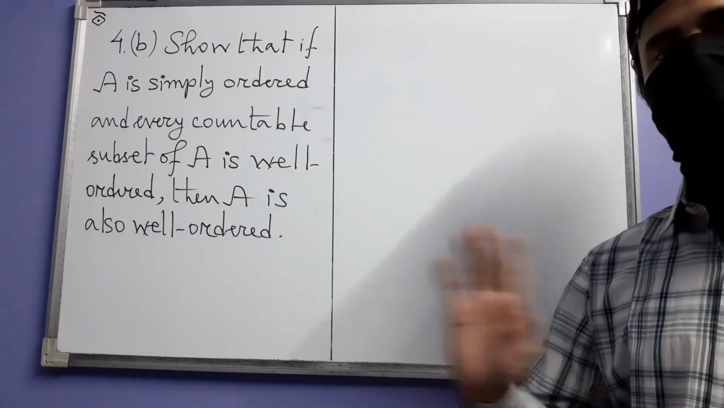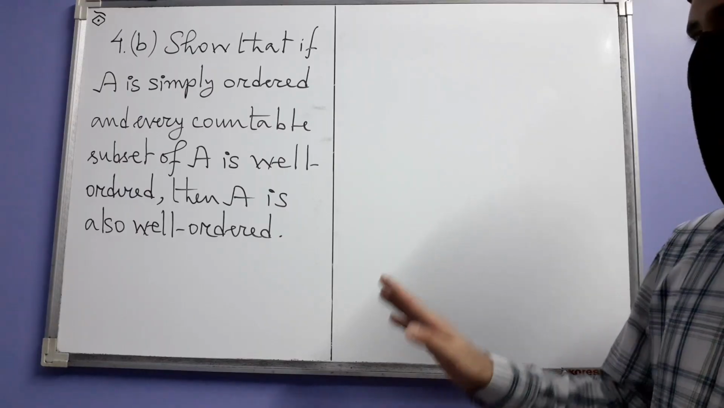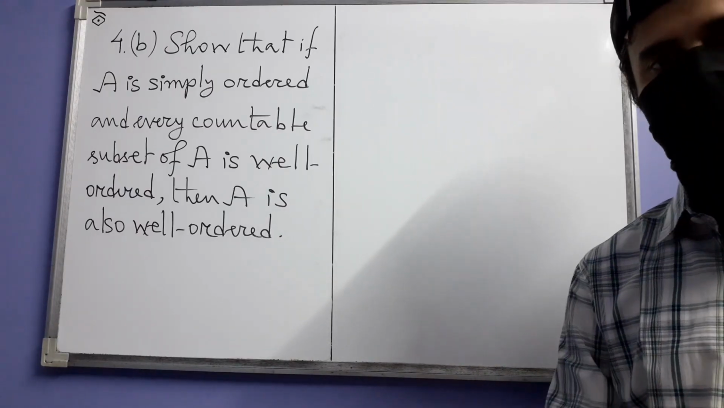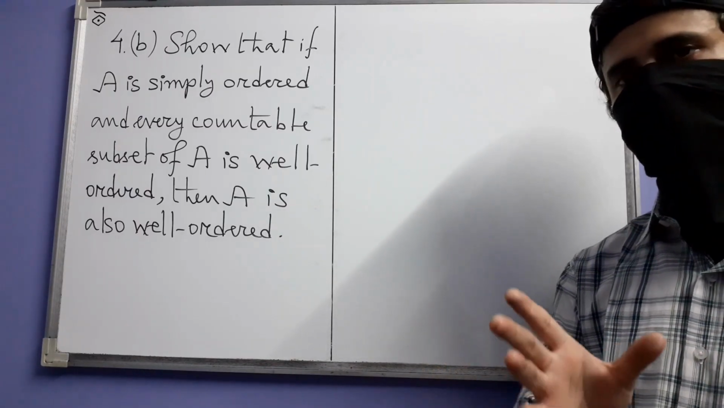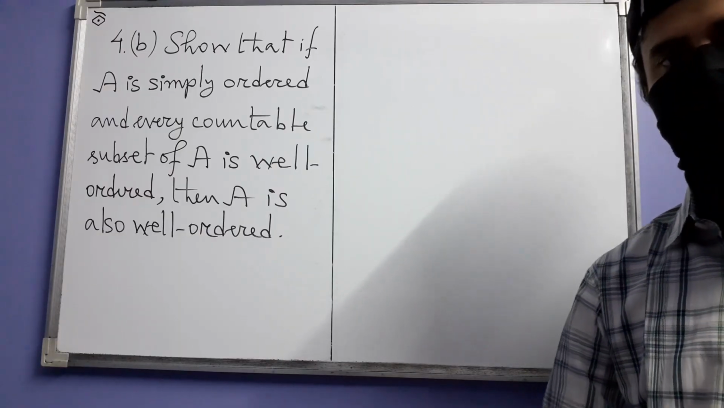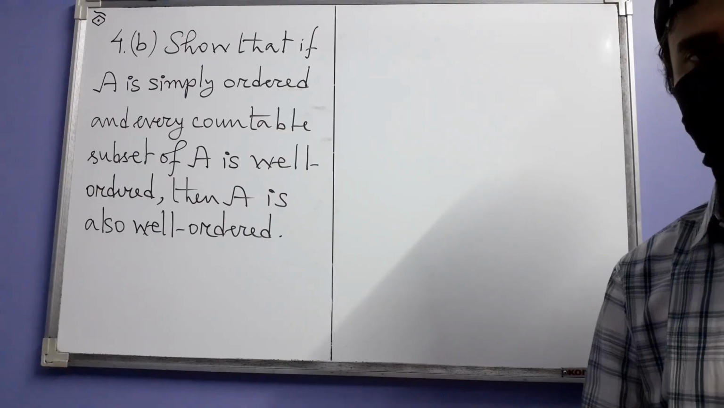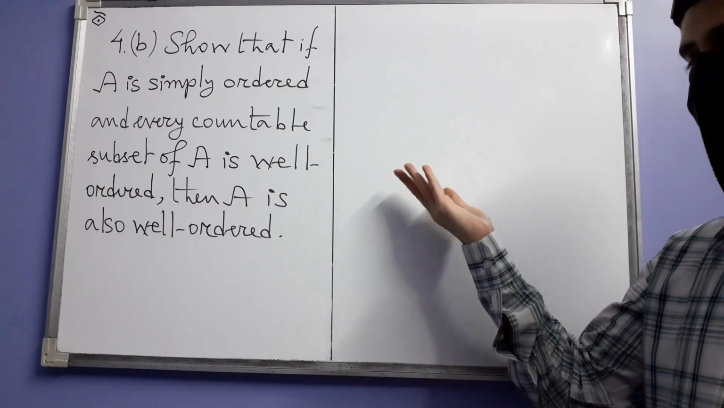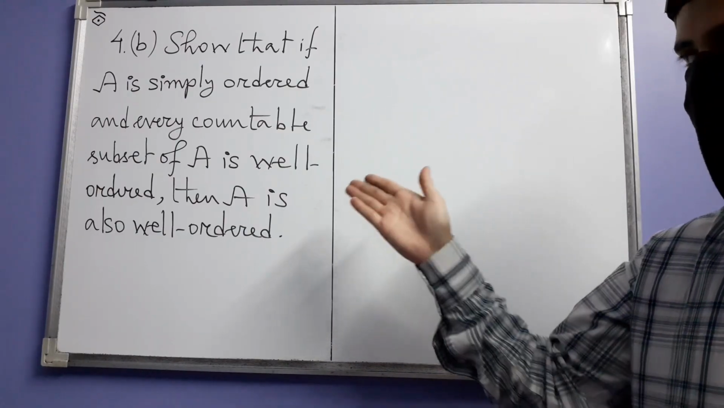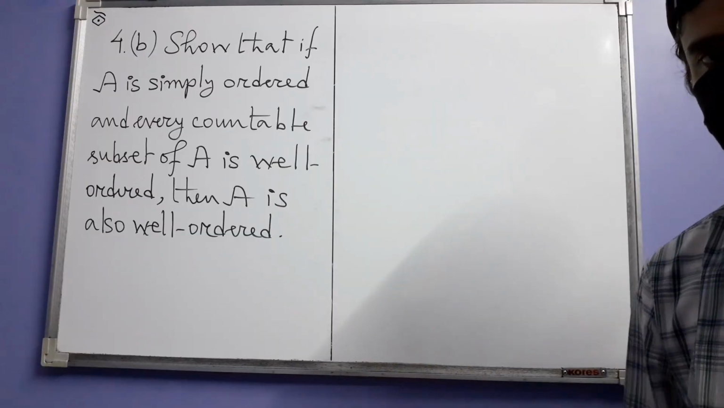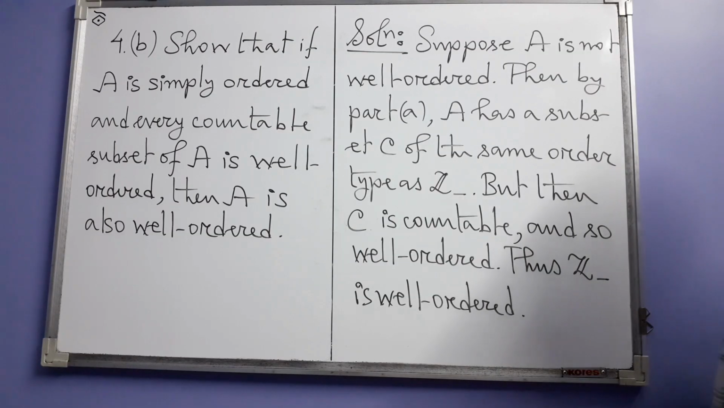Next we have part B of 4. Here we have a simply ordered set A in which every countable subset is well ordered. Then we have to prove that the entire set is also well ordered. Now the fact that we have part A, it's very easy to prove this. Let's see how. Okay, so this is the solution.